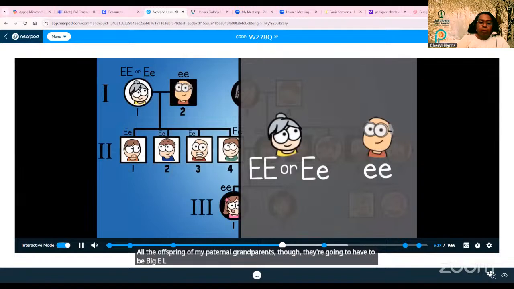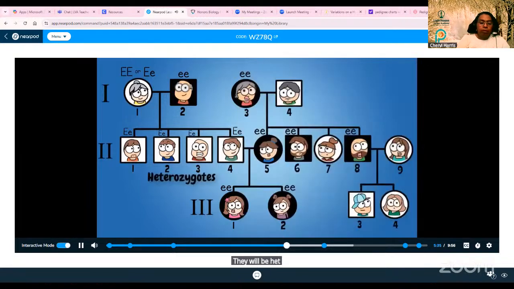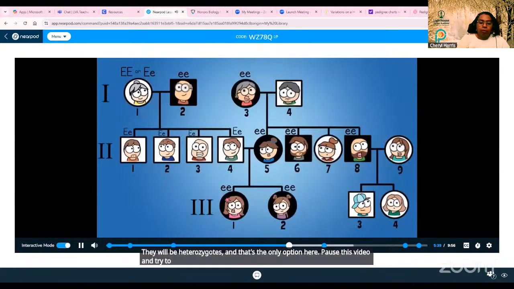All the offspring of my paternal grandparents, though, are going to have to be big E little e. Remember, they have to get an allele from each parent, and that means they're going to have to pick up that little e from my grandfather. They will be heterozygotes, and that's the only option here. Pause this video and try to solve the right side of this pedigree now.